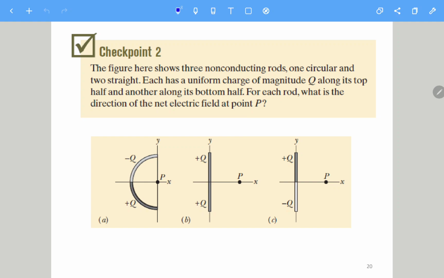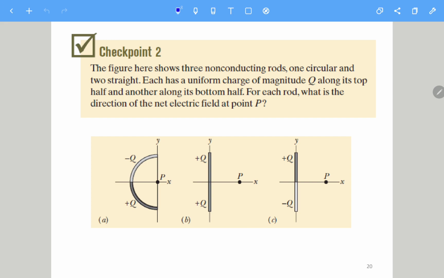Okay, so next we have a checkpoint. This figure here shows 3 non-conducting rods, 1 circular and 2 straight. Each has a uniform charge of magnitude Q along its top half and the other along its bottom half. For each rod, what is the direction of the net electric field at the point P? This checkpoint lets you get familiar with how to do the cancellation. We don't need to do any mathematics or any calculus. We just need to consider the cancellation.